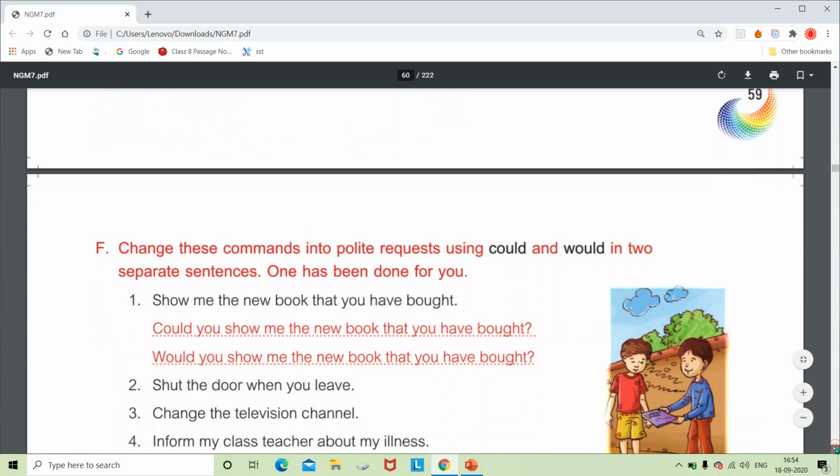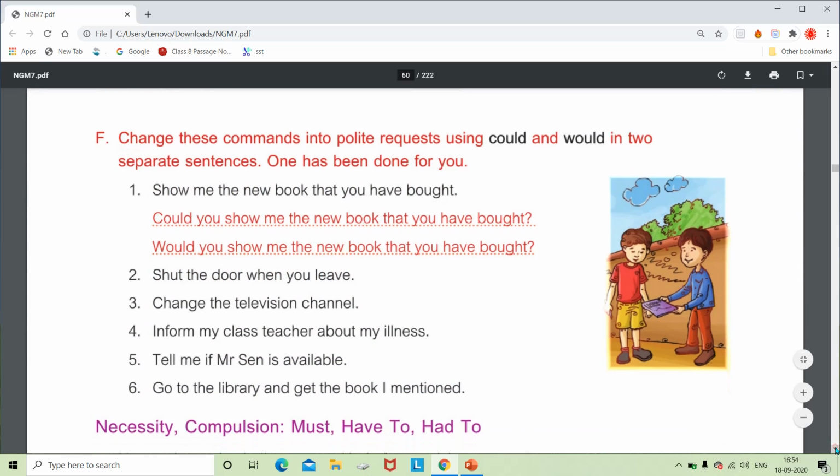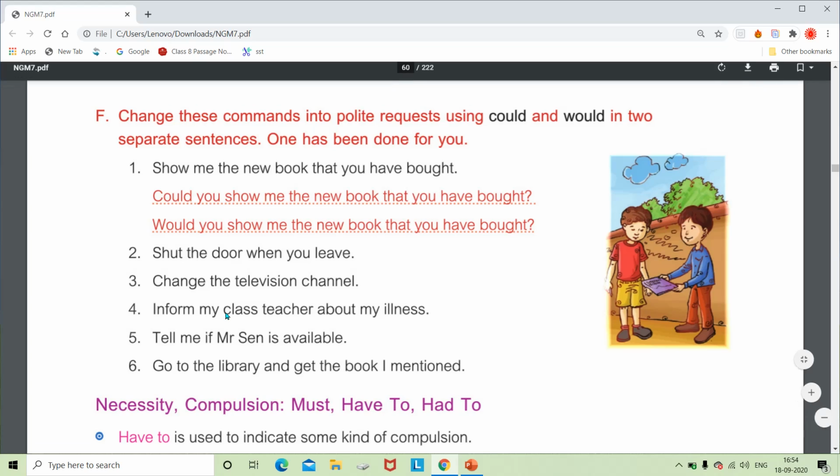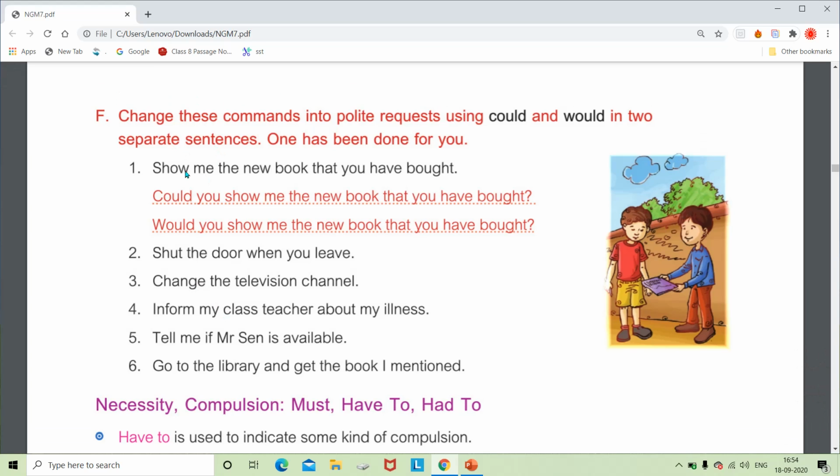Now we have to change these commands into polite requests using could and would. We are already given some of the imperative sentences, and we have to make two separate sentences. One example is given here, like: show me the new book that you have bought. This sentence is an imperative sentence, it starts with V1, it gives a command. So what we have to do is convert these commands into polite requests.